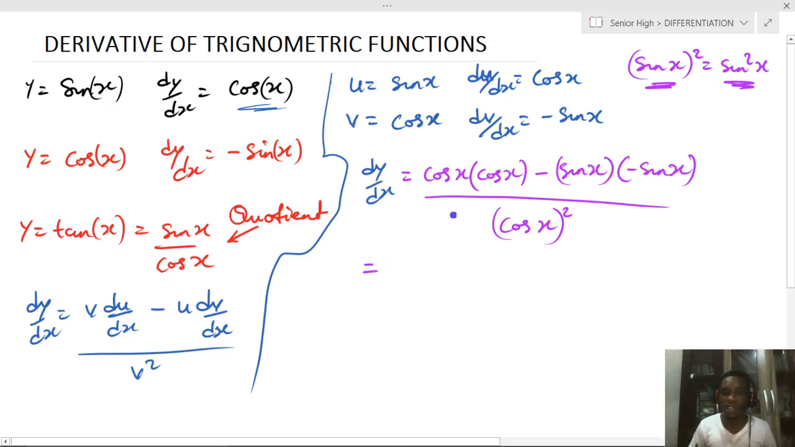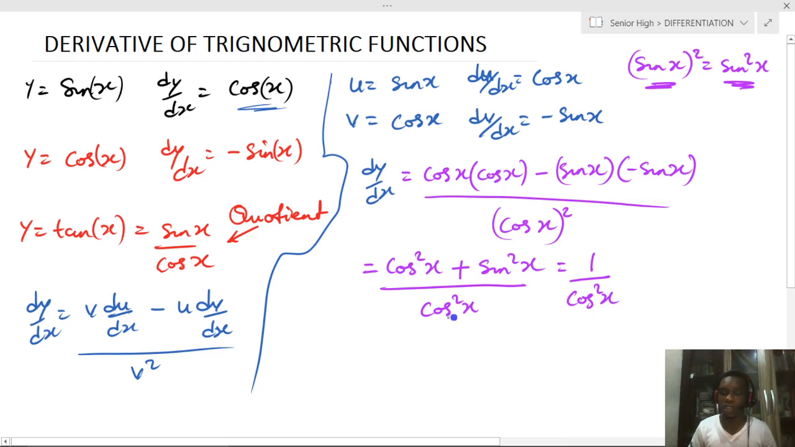So we have, for cos x times cos x, cos square x, right? So that'll be cos square x minus, and minus times minus is actually plus, sine x times sine x, which is sine square x, over cos square x. Now what is cos square x plus sine square x? According to trigonometry, whenever cos square x adds up with sine square x, it will be equal to 1. So we have it as 1 over cos square x.